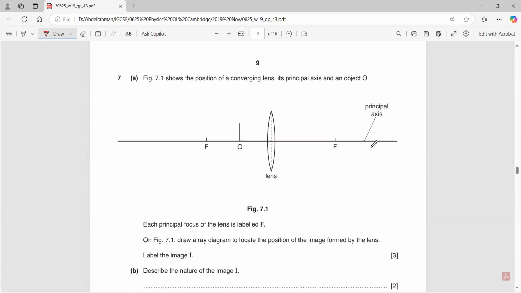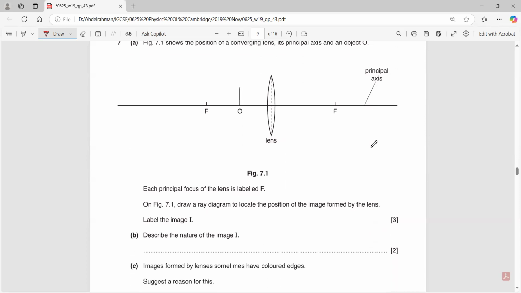Figure 7.1 shows the position of a converging lens, its principal axis, and an object O. Each principal focus is labeled F. On figure 7.1, draw a ray diagram to locate the position of the image formed by the lens. Can I draw the rays? Yes, I can draw the rays.